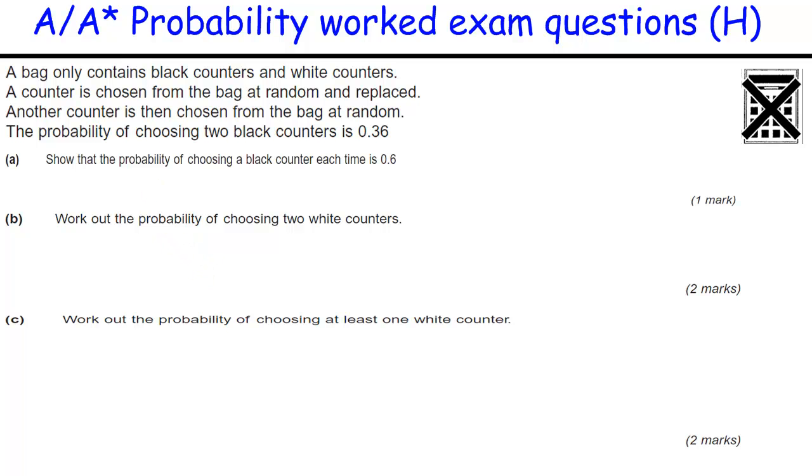We are asked to show that the probability of choosing the black counter each time is 0.6. So if it's 0.6, then the probability of black followed by the probability of black is 0.6 times 0.6, and that is indeed 0.36. We could use the calculator there to show us that.